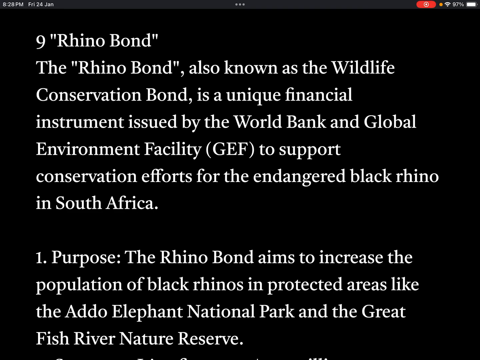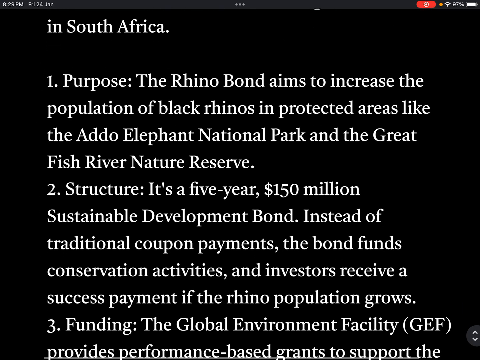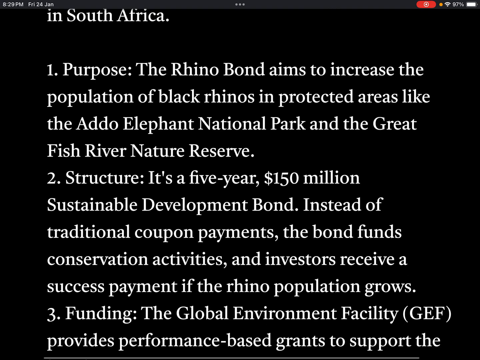Previously we heard about bonds related to countries and governments. Now it's a bond related to conservation efforts of wildlife. Purpose of this bond: the Rhino Bond aims to increase the population of black rhinos in protected areas like Addo Elephant National Park and Great Fish River Nature Reserve. Structure: it's a 5-year, over $150 million sustainable development bond.